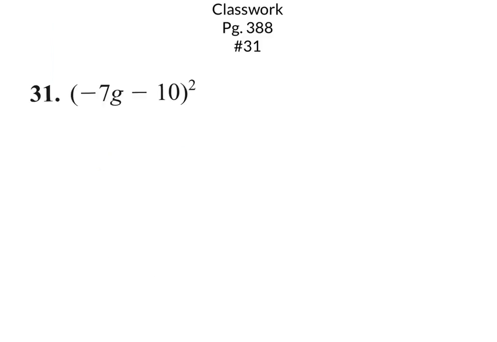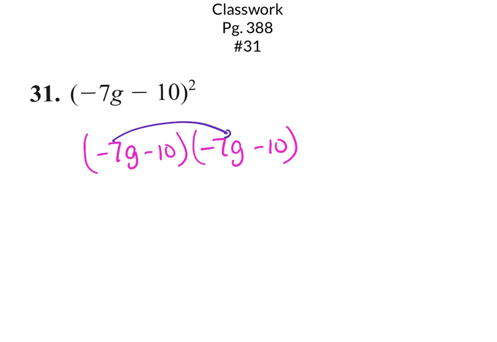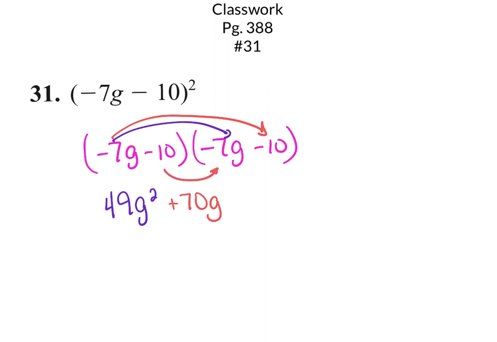All right, so let's look at this. You should have done negative 7g minus 10 times negative 7g minus 10. My first terms, negative 7 times negative 7 gives me what? Positive 49g squared. What is negative 7 times negative 10? Positive 70g, right? Then I have this. All right, that's also going to be positive 70g.